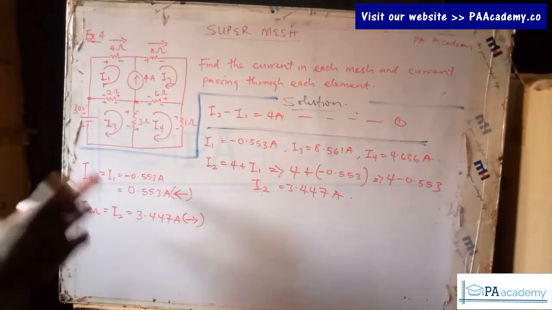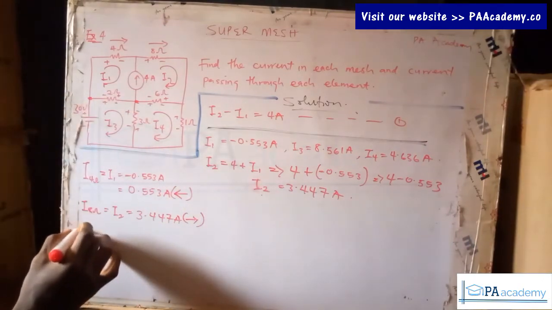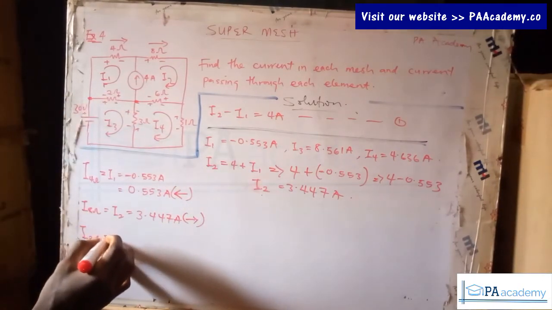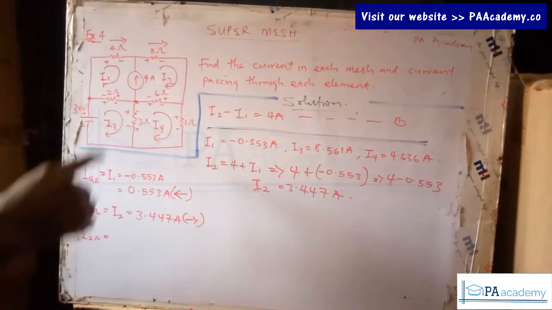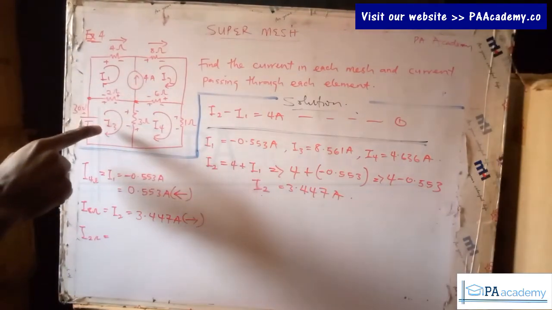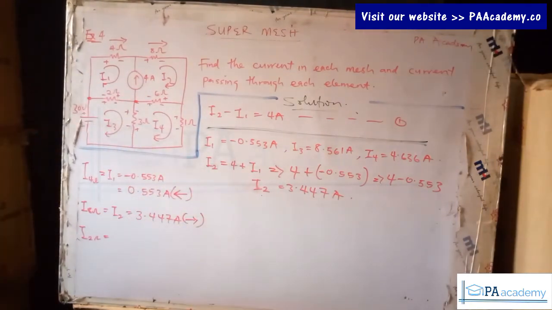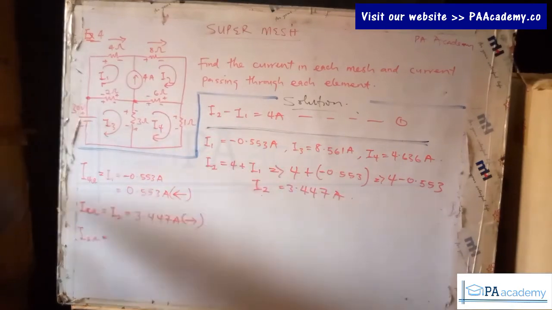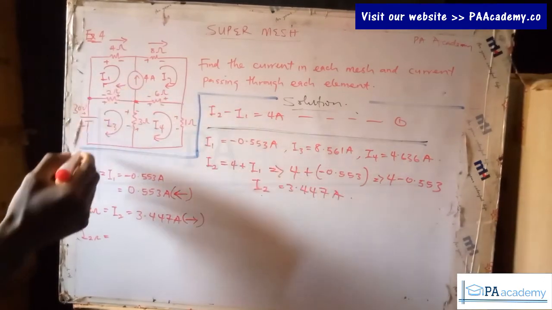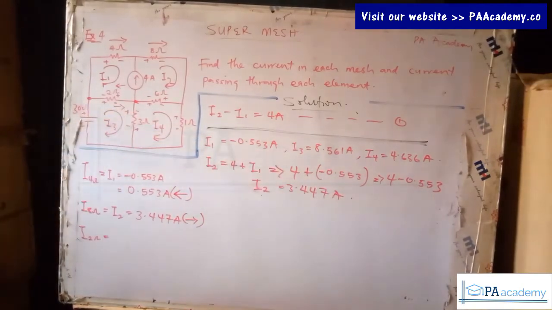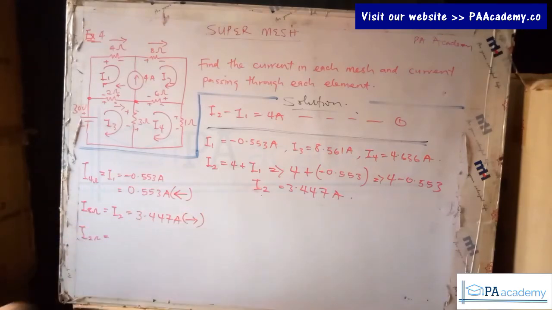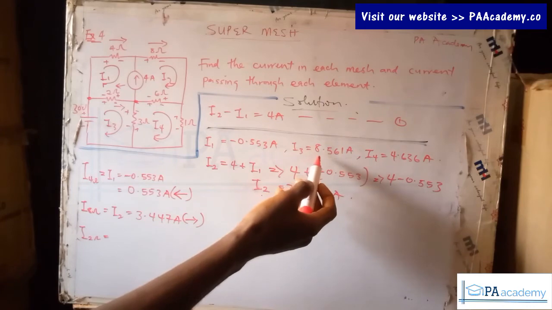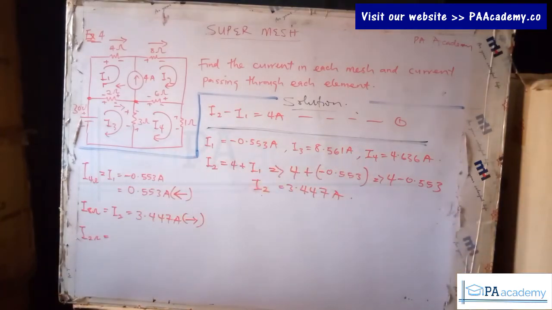Now let's look at the next one. The next one we want to consider is this 2 ohm resistor, so that's the current flowing in the 2 ohm resistor. If you look at the 2 ohm resistor, there are 2 currents flowing in that particular resistor. We have I1 flowing, and we also have I3 flowing. I1 is flowing in this direction, and I3 is also flowing in this direction. So for us to get the current flowing through it, let's look at it. This is I3, and this is I1.